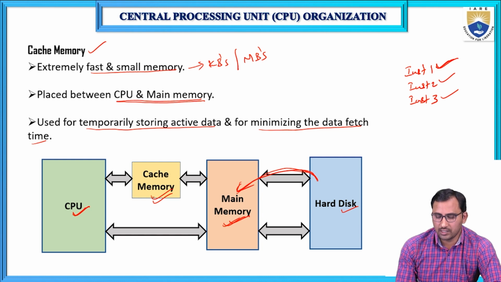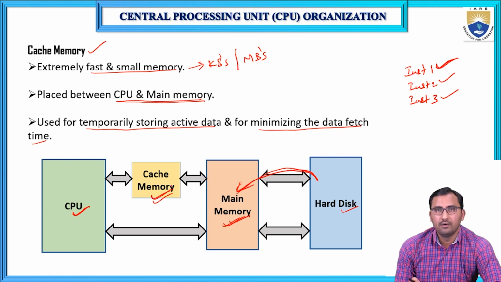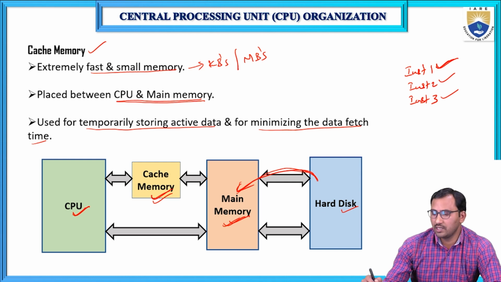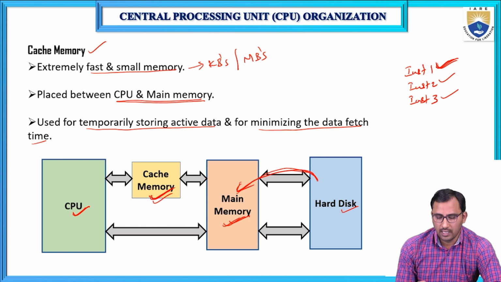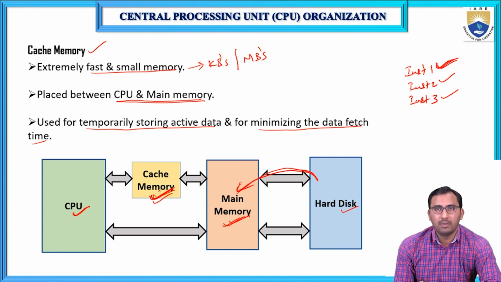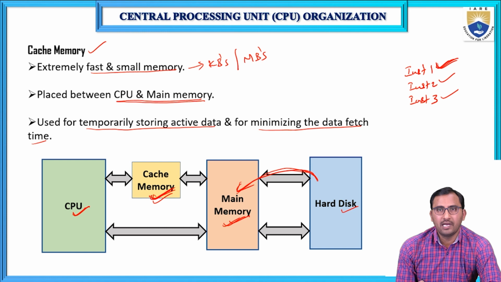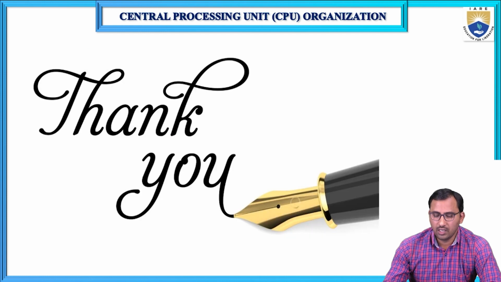So the cache memory always holds the frequently used data. In this scenario, instruction 1 is executed more times, so that frequently used data will be stored in the cache memory. When the next time the CPU wants to re-execute that instruction, there is no need to go to the main memory and the hard disk. The CPU can execute that instruction by taking it from the cache memory. In this way, by placing this cache memory, we can reduce the instruction time. So this is about the cache memory.